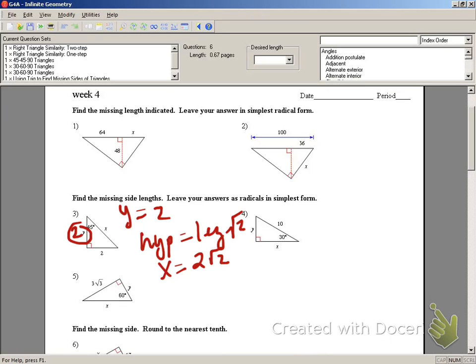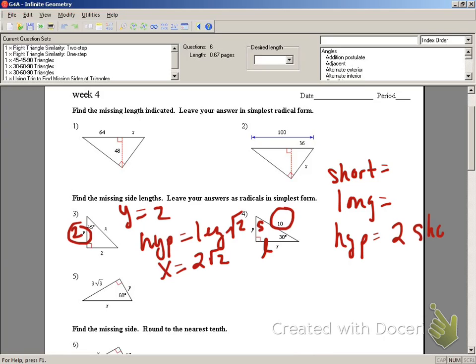Number 4 is a 30, 60, 90. In this case, we're given the hypotenuse. This is the short, and this is the long. Remember, you have short, long, hypotenuse. Everything is in terms of the short. So if you're told what the short is, the hypotenuse is 2 times the short.